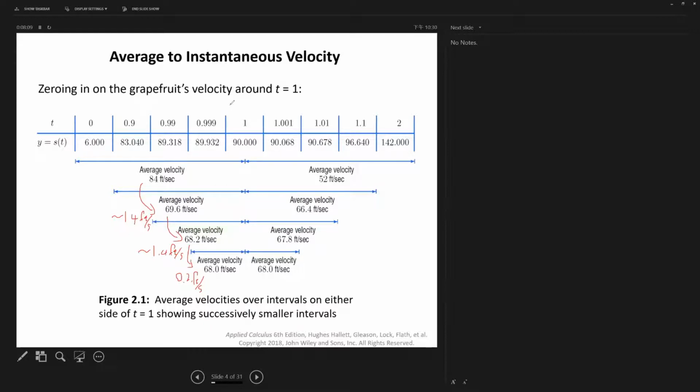For example, if we enter another one, let's say 0.9999, it's going to be very close to the actual speed, which we don't know what it is. So this idea of closing the time gap will give us a more accurate estimate of the actual speed when time is equal to 1. I should say the actual velocity when time is equal to 1.